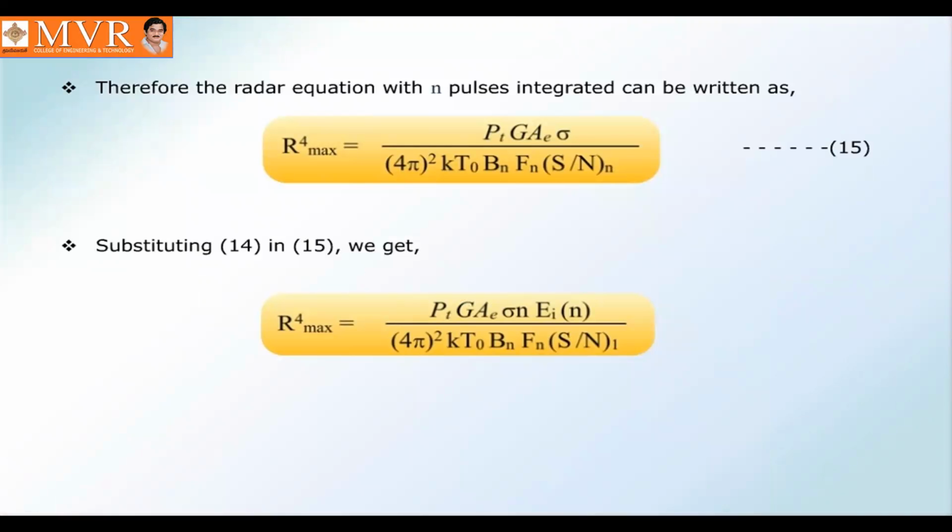And after that, we have replaced the values here, and we have derived the values over the maximum range equation, and the value will be Vt into Z into Ae into sigma into n into, and the formula 4 pi into 1.